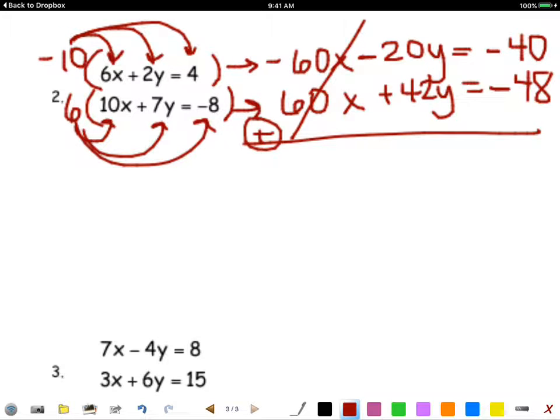I'm going to give you a minute to kind of get a head start there. From that point on, that's what we've been doing the past couple of days.